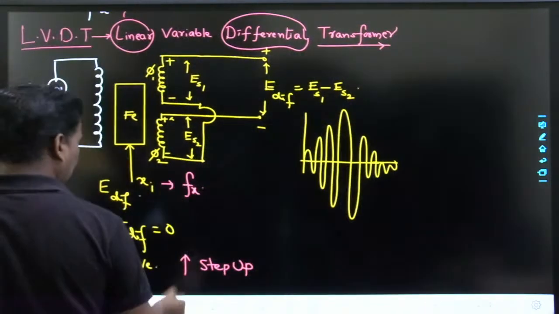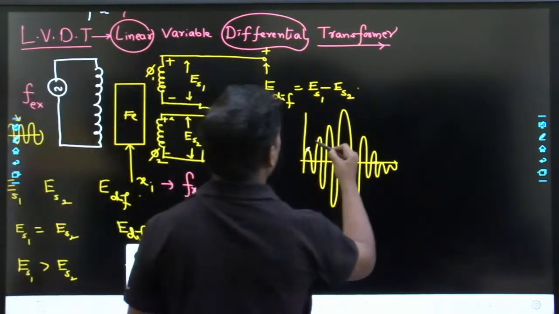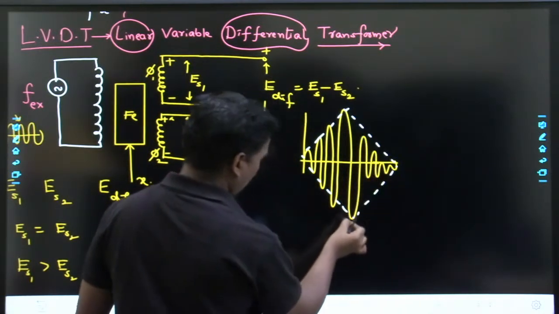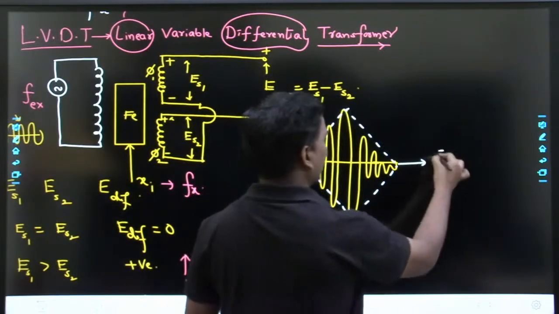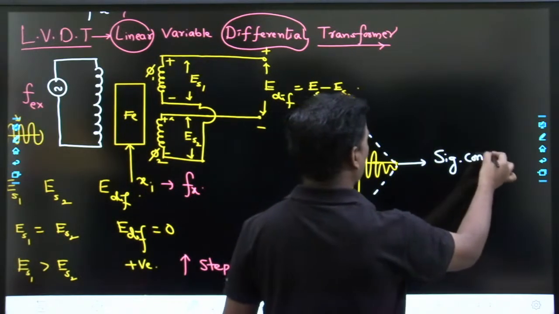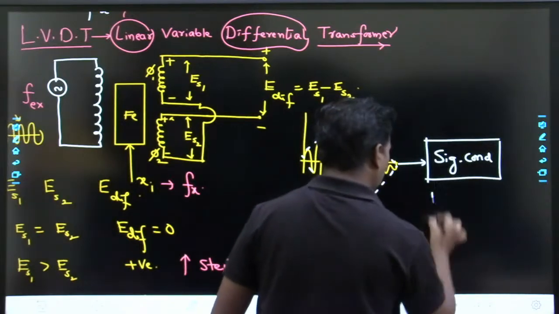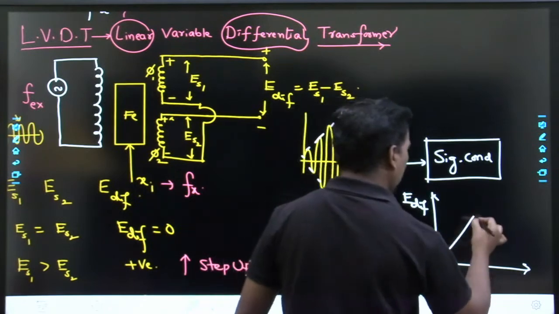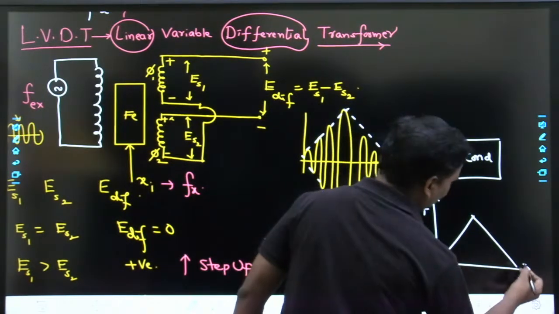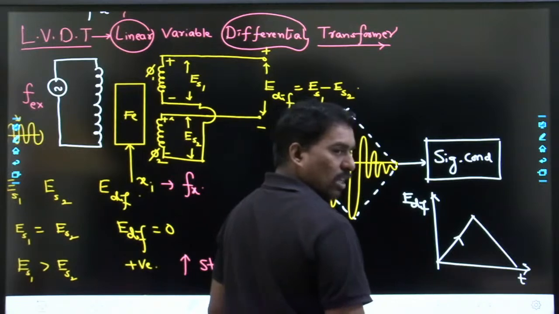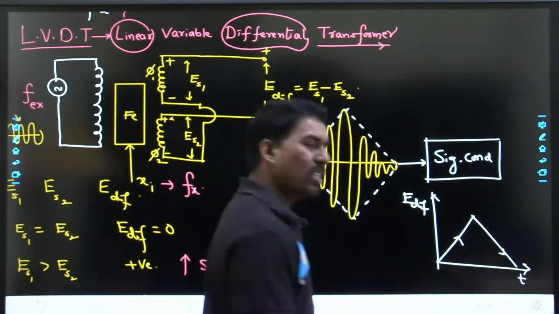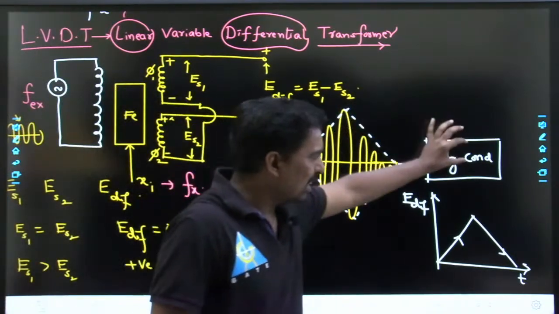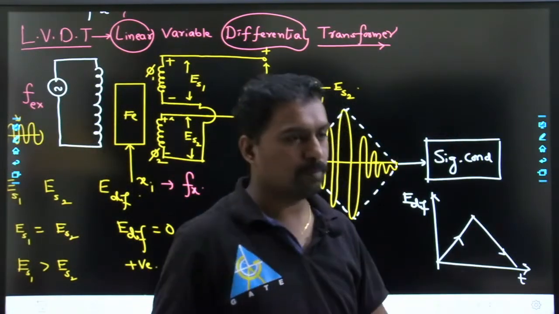This output signal has to be given to signal conditioning. We have to give this to a signal conditioning module. So again you have to process the E differential just like the displacement. I have to get the E differential like this. As the displacement is increasing, the output voltage should increase. As the displacement is decreasing, the output voltage should decrease. So if harmonics are present, the signal is going to be like this. By using the signal conditioning, you have to make it like this.